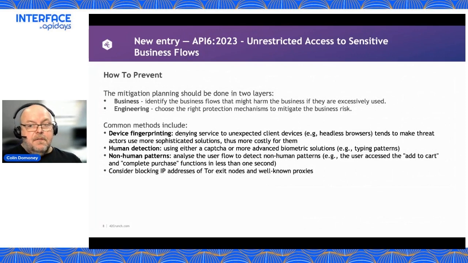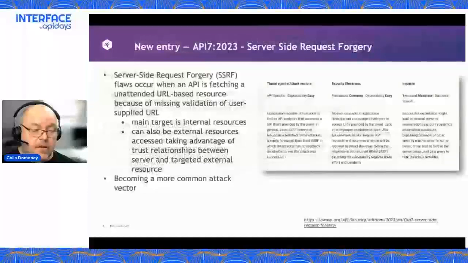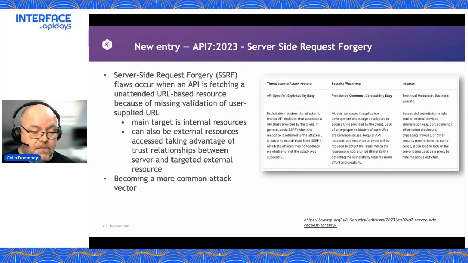But this is the one that for me, I'm not surprised to see coming in. API 6, this is probably one of the most dangerous of all vulnerabilities, because from a technical point of view, this is actually a really, really hard one to protect against. Server-side request forgery. I won't go into a lot of detail on this. Folk may be familiar with this from AppSec days, if you've got an AppSec background.